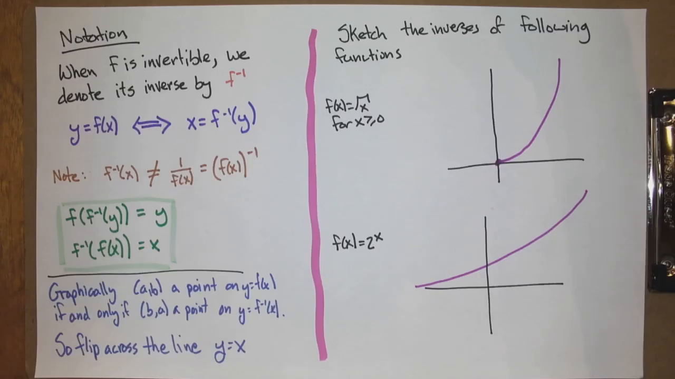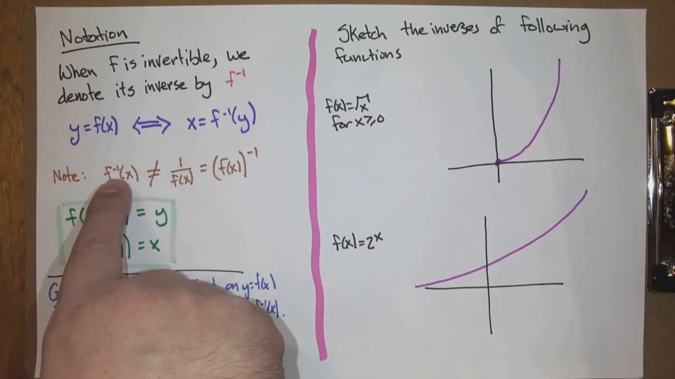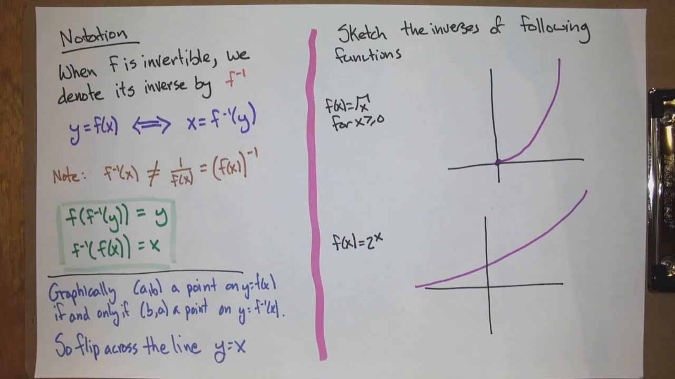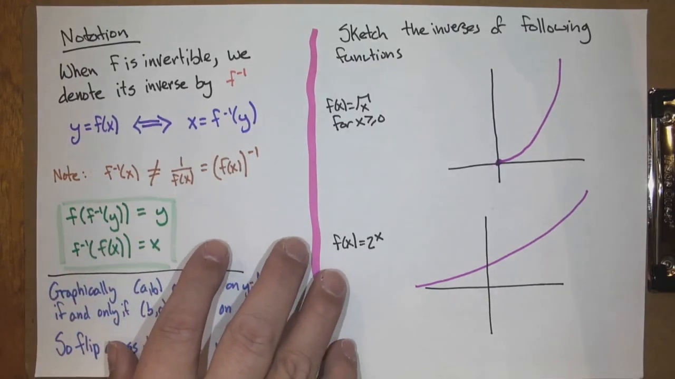Now, be careful with notation. This is a place where it's easy to make a mistake. F inverse of x is not the same as 1 over f of x. And 1 over f of x is f of x to the power minus 1. Notice where you put your minus 1 matters.